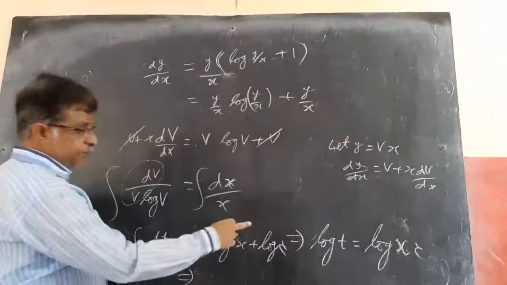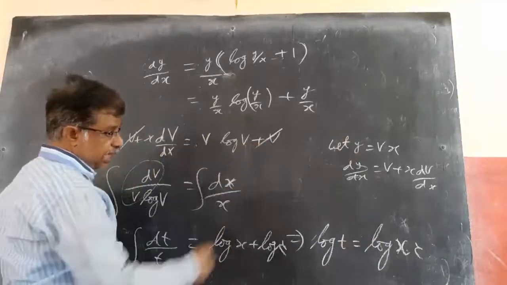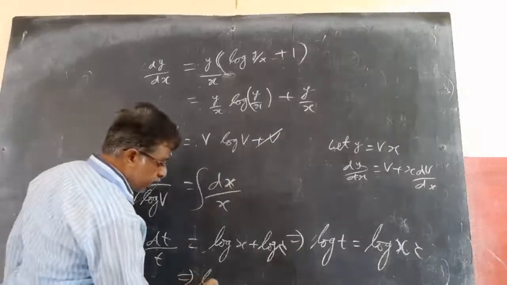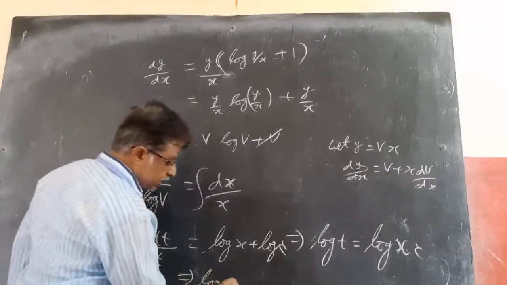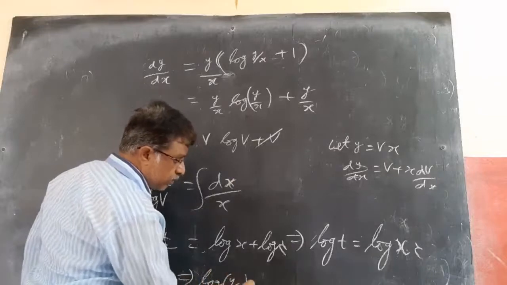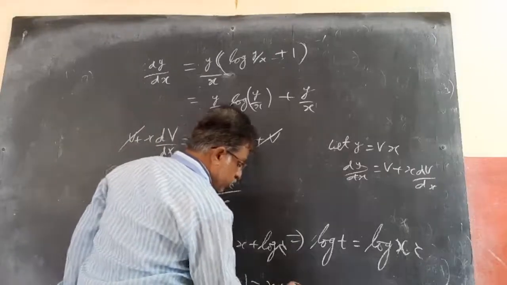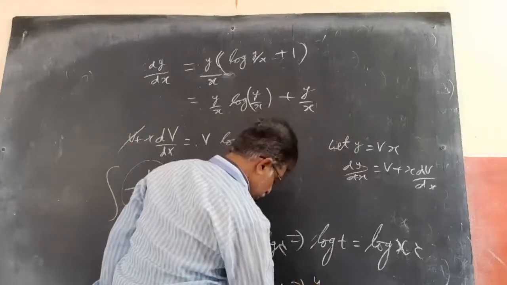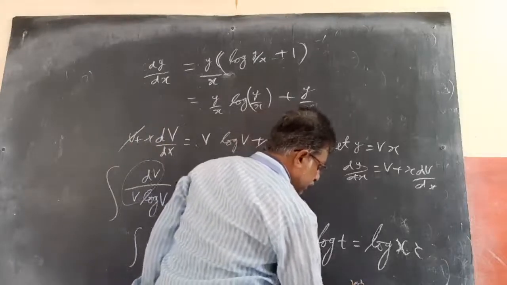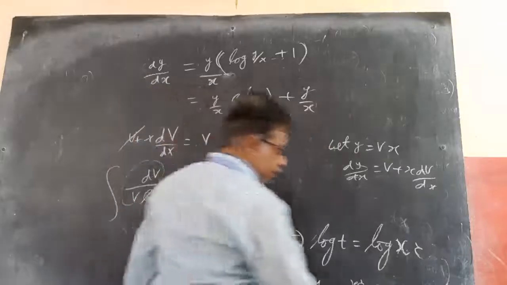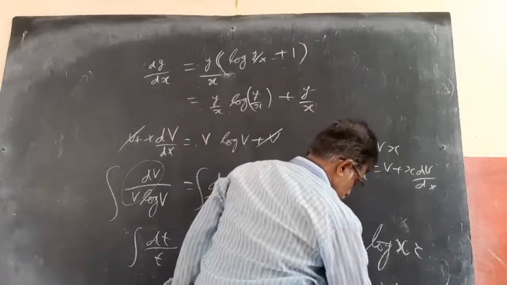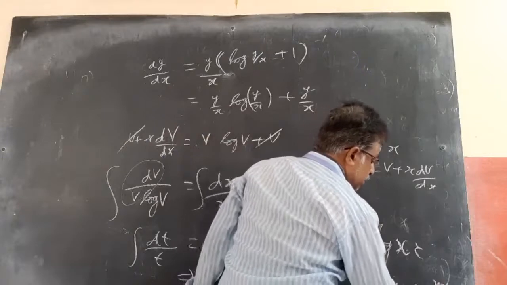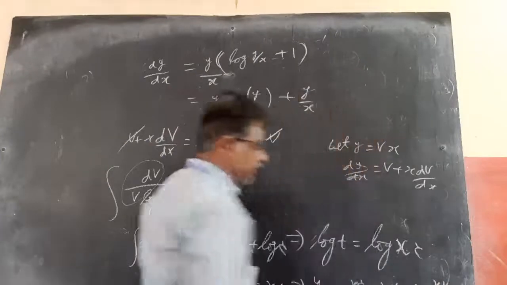T means back substitution I need to take. What is t actually? T is log v. V means y by x. So log of y by x equal to xc. So the final equation, if you observe, will be y by x equal to e power xc, which implies y equal to x into e power xc. This is the final equation.